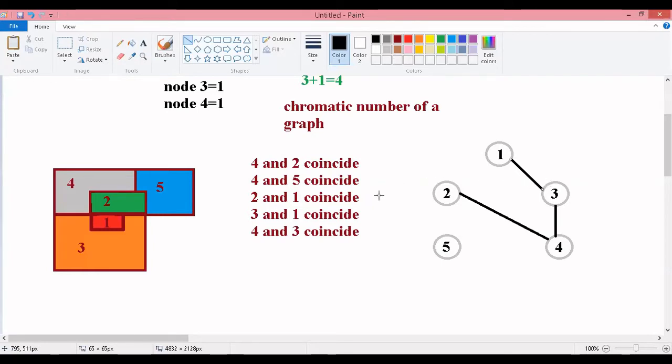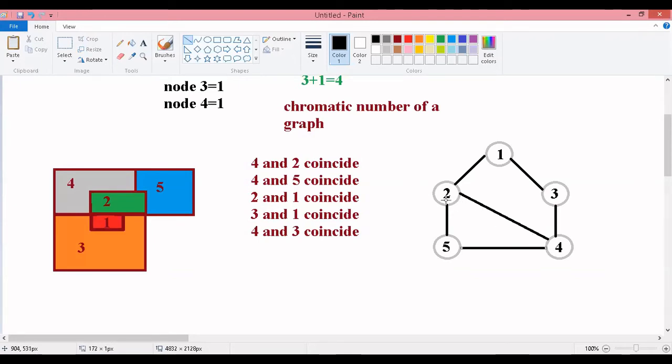Next, 2 and 1 are coinciding, so I will draw. Next, 2 and 5. Yeah, 2 and 5 is coinciding, but I have not written here. See, 2 goes a little bit into the area of 5 also. So 2 and 5 also, as well as 5 and 4.